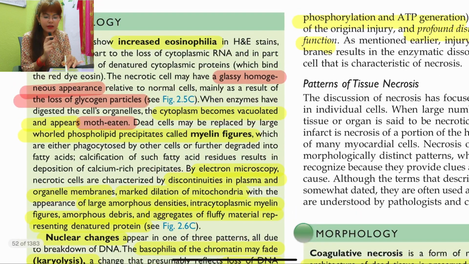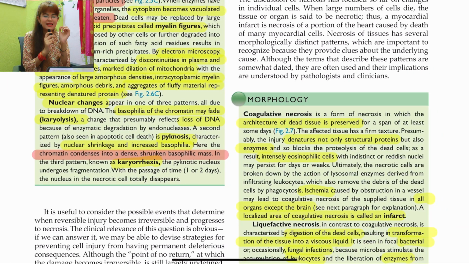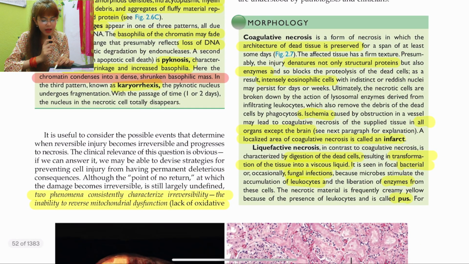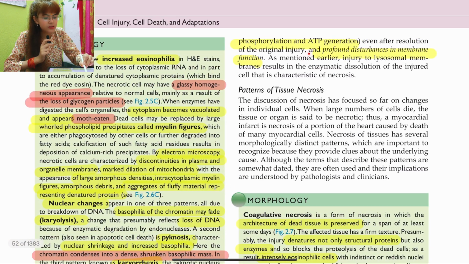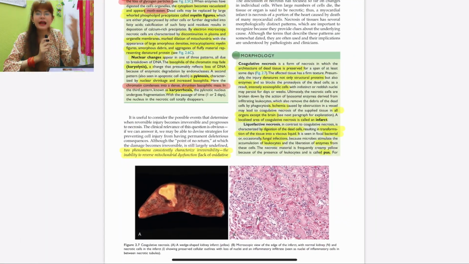Here it is written eosinophilia, yes, it happens in the beginning, but in the end it is getting converted into a basophilic mass because the chromatin is getting condensed over here, which is not the mechanism of apoptosis. Okay, so if we see basophilia we will mark necrosis, and if we see an eosinophilic mass we will mark apoptosis. This is a very subtle difference that you have to note. Now, there are two phenomena happening here, and that is the inability to reverse mitochondrial dysfunction and the profound disturbances in membrane function. So let's come to the different types of necrosis.